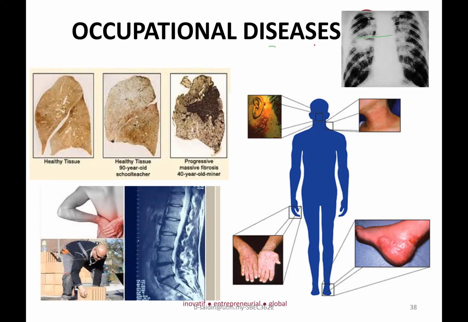Okay, occupational disease or illness. Okay, the health aspect. You notice that safety and health, the health aspect. Let's take a look at some of the issues. Healthy tissue here. This could be the lung. Healthy tissue of a 90 year old school teacher, which is not very much different from the healthy tissue, maybe because of the certain occupation.